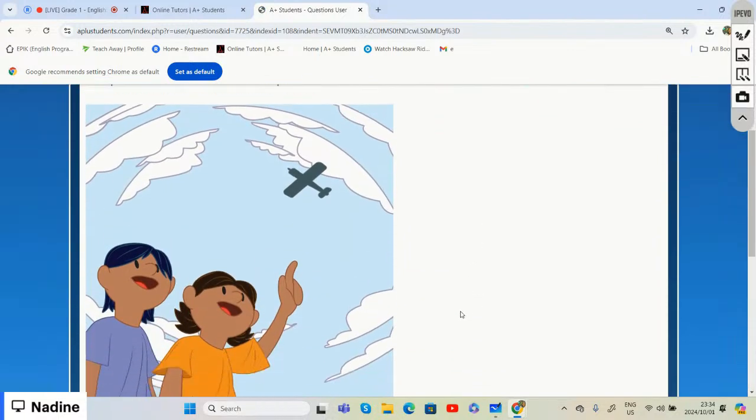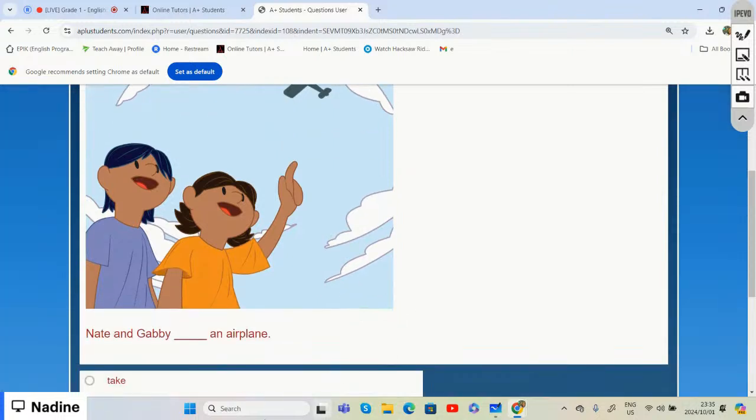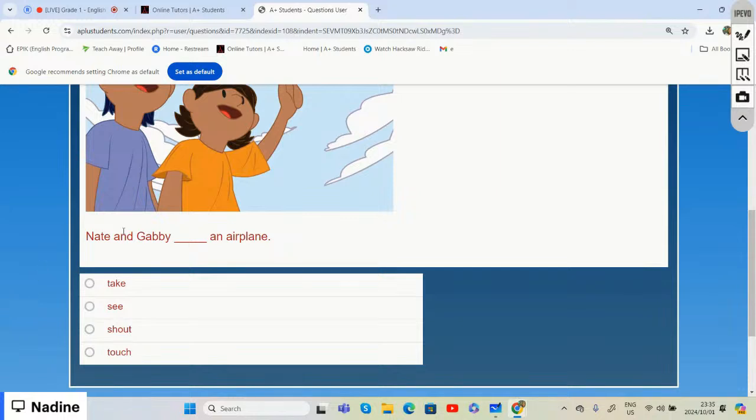Let's look at the next one. They are looking up in the sky where we see an airplane flying. It says Nate and, I'm sorry, Nate and Gabby, do we say take an airplane? Do they see an airplane, shout an airplane, or touch an airplane? Look at Nate and Gabby. Do we say they take an airplane?